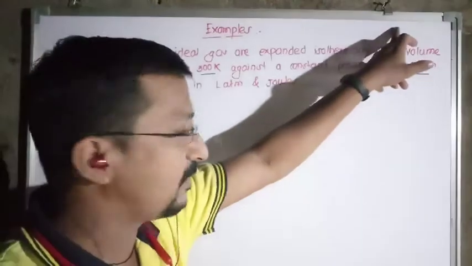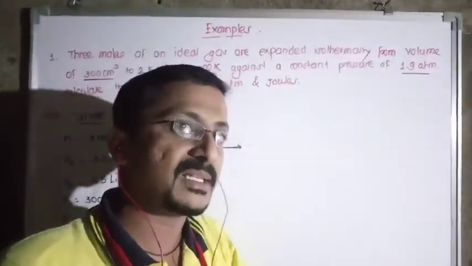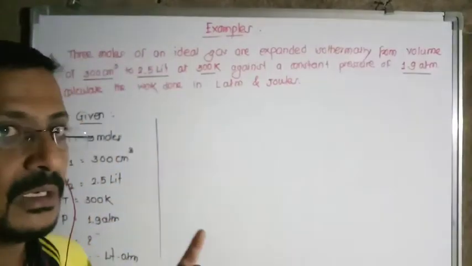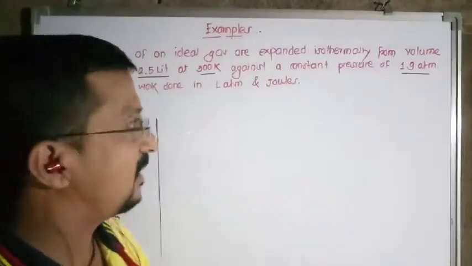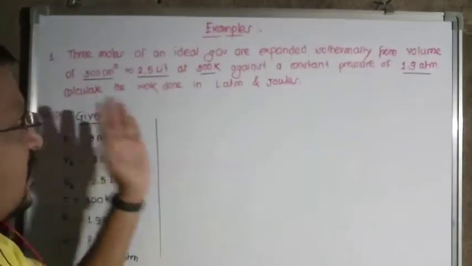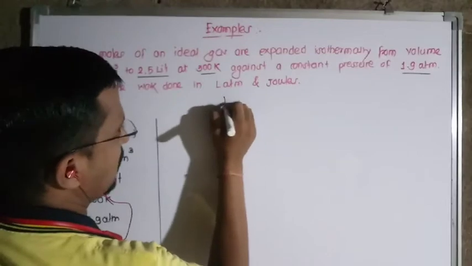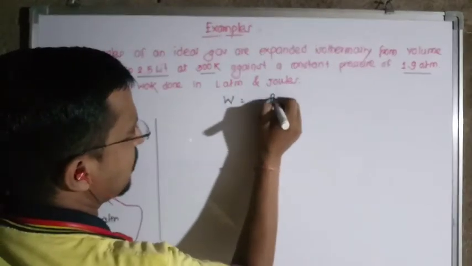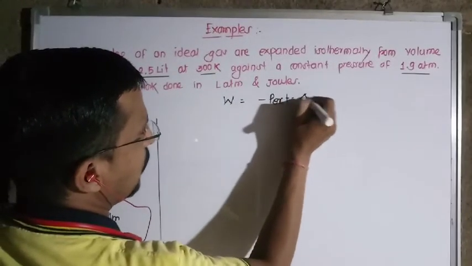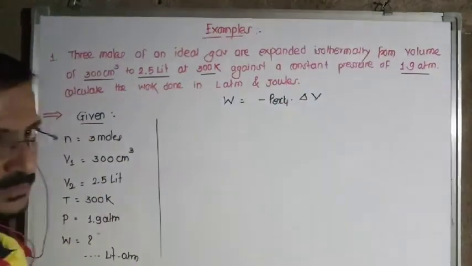If reversibly is mentioned, then we guess the example is based on the maximum work, isn't it? But just 3 moles and isothermal are given, and other data are pressure and this one. So we are going to use the formula W is equal to minus P external into delta V.